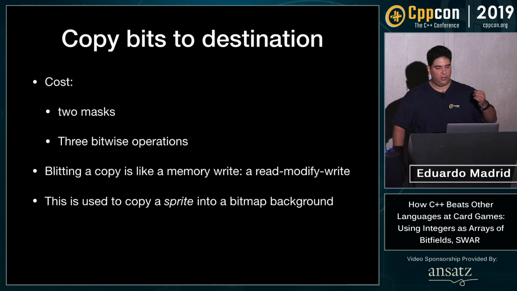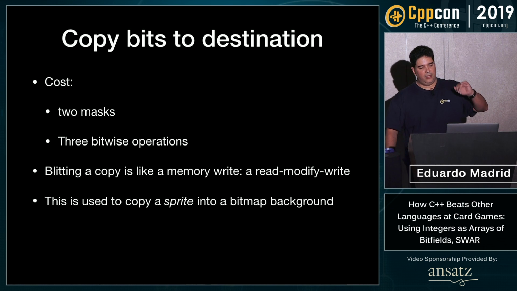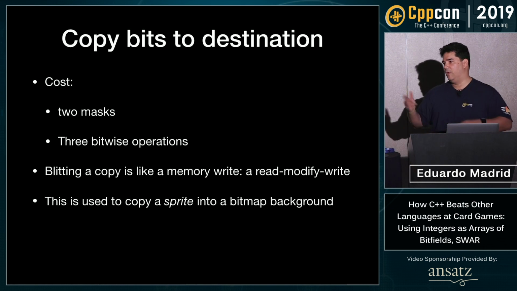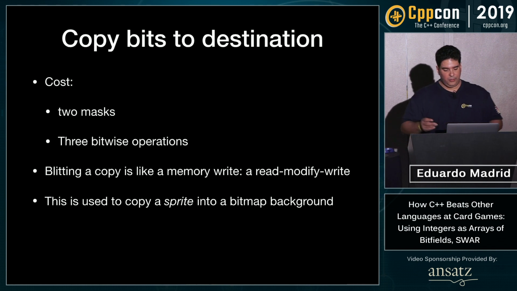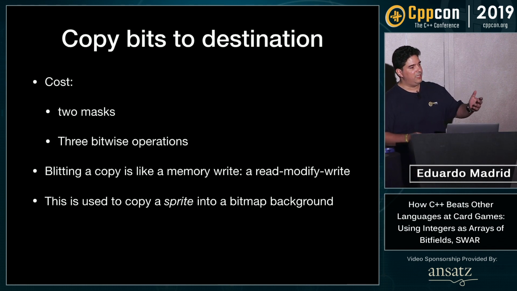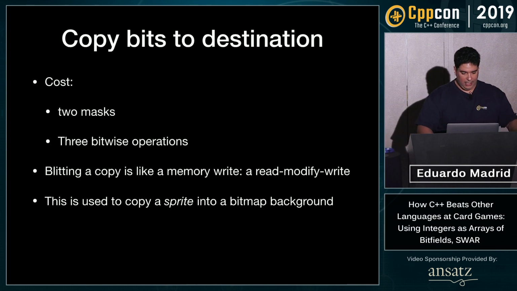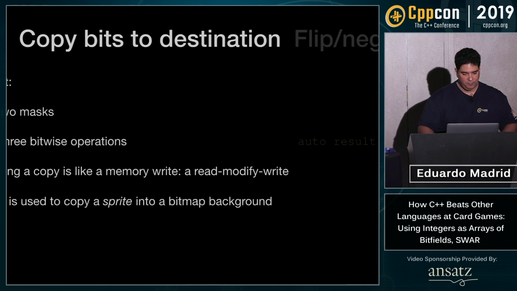Okay, what is the cost of this operation? 2 masks and 3 bitwise operations, or 1 mask and 4 bitwise operations. And this is very similar to writing memory, which is you read the whole cache line, update that cache line, and write the whole cache line back. Like I said before, this is used to copy a sprite into a bitmap.